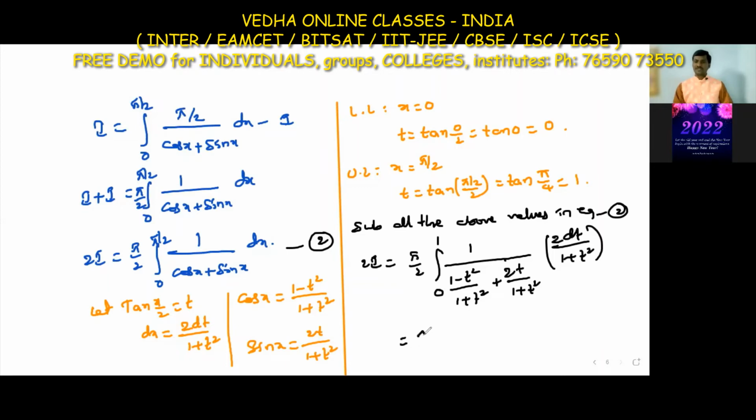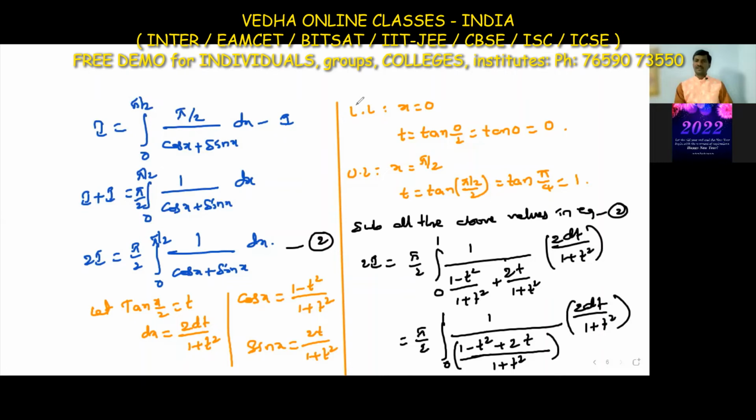Now take LCM here. So pi by 2 into integral of 0 to 1, 1 divided by, okay, take the LCM. LCM is 1 plus t square. So for both the terms, 1 plus t square we have. So just add the numerators, and 2 dt by (1 plus t square) writing as is. In this, we can cancel this 1 plus t square, 1 plus t square. Now the 2 is a coefficient, write it outside.